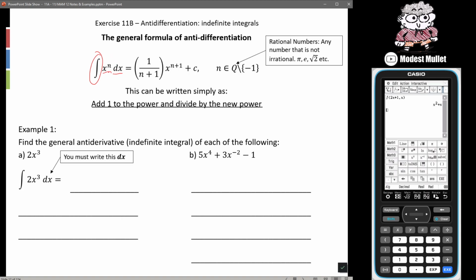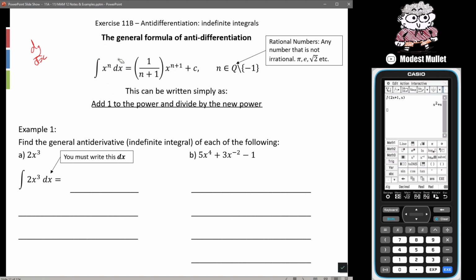And when we anti-differentiate, just like when we were doing dy dx when differentiating, we have to say what variable we're doing it with respect to. What's the variable that's normally being changed? In this case, x is normally being changed, so we're anti-differentiating with respect to x. So you always need to stick this dx on the end.